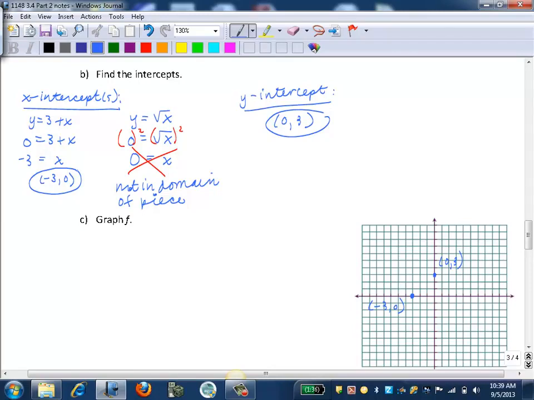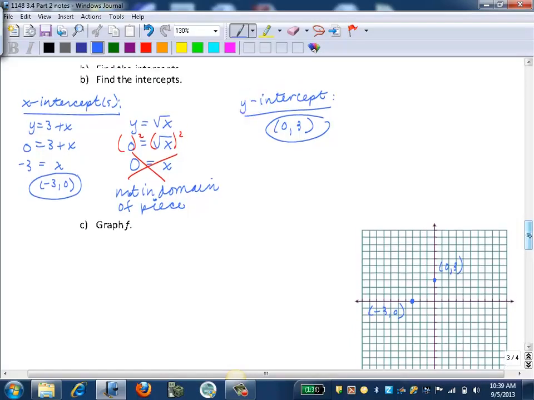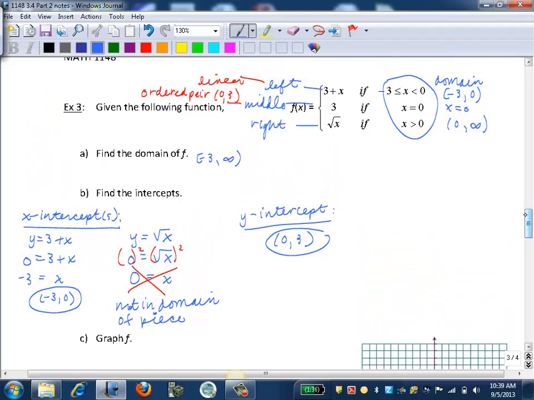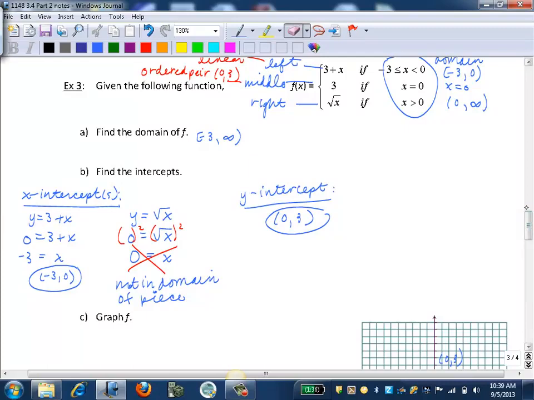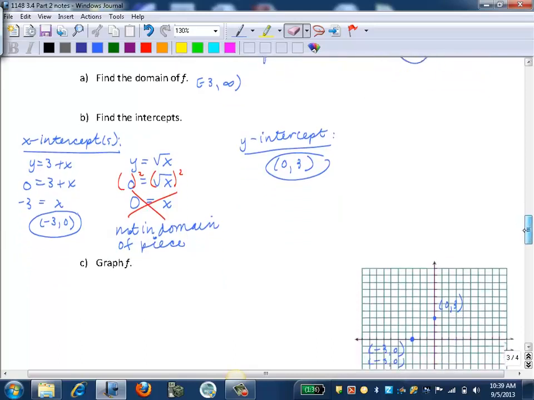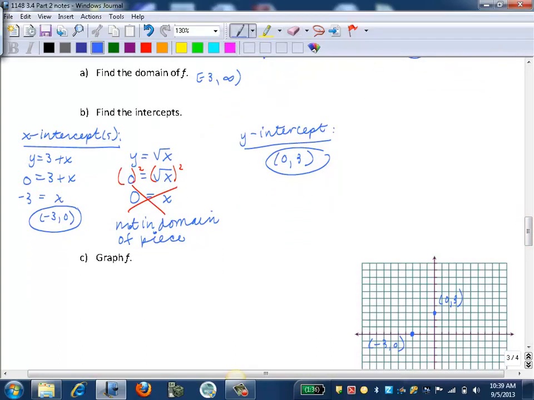Okay, so now when we go to graph, if you remember from the steps that we talked about in the previous video, we want to find for each piece left, middle, and right, and I encourage you to move left, middle, then right. Do the left piece, then the middle, then the right. For each piece, we've got to plot at least the boundaries of each piece and then connect with the appropriate shape. So our left piece is linear, y equals 3 plus x. So we're going to make an xy table here, y equals 3 plus x from the definition of the function.